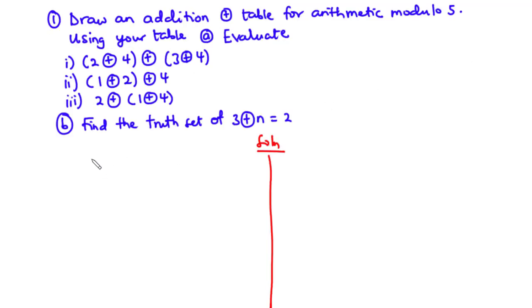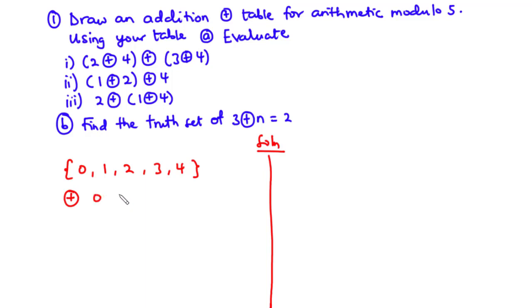Now in solving this question, the first thing we are going to do is to write down the values that are found in modulo 5. So for modulo 5, it consists of 5 numbers starting from 0 and ending at a value that is 1 less than 5. So in modulo 5, we have the numbers 0, 1, 2, 3, and 4. These are the numbers that are found in modulo 5. Now let's draw the addition table.